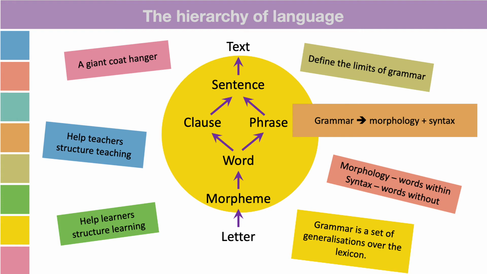Grammar is an abstract set of rules that covers morphology and syntax. Morphology concerns the forms and structure of words. Syntax concerns the arrangement of words and morphemes in a sentence. This is how we arrive at the lovely term morphosyntax.